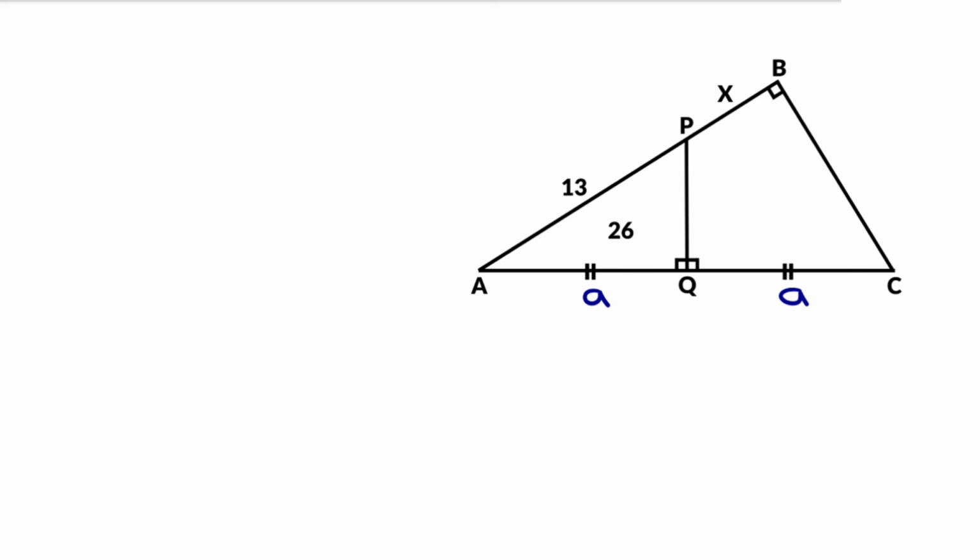Now, from point Q, a vertical segment rises upward and hits the top side at point P. And this segment PQ is perpendicular to the hypotenuse AC.